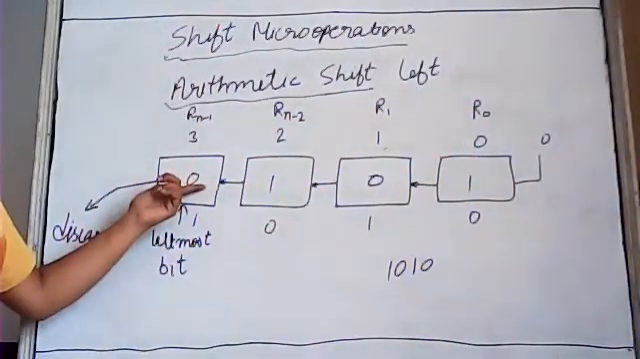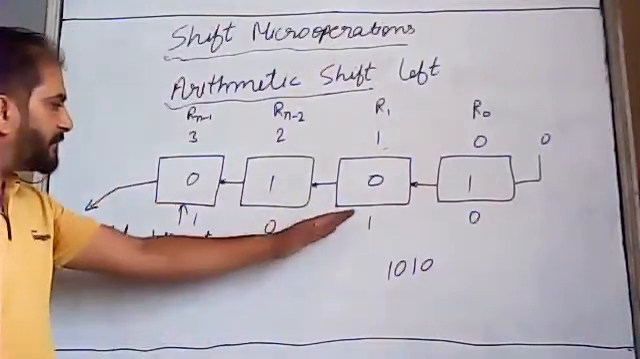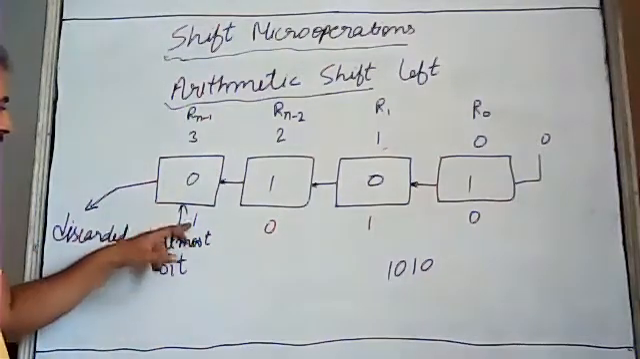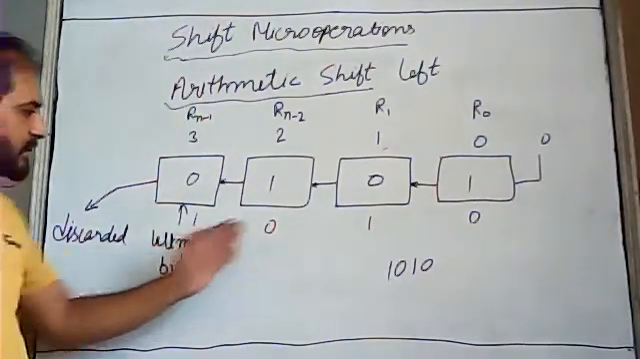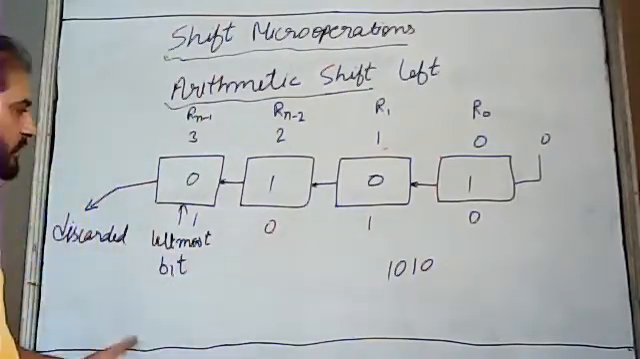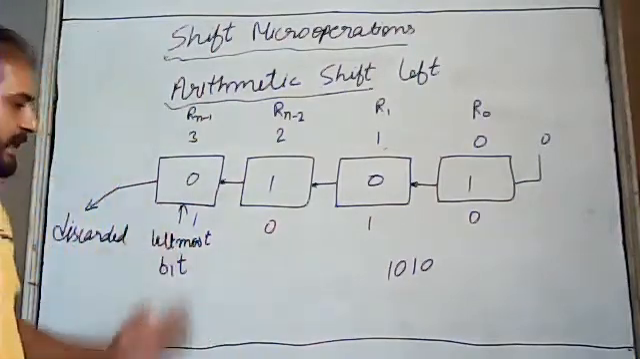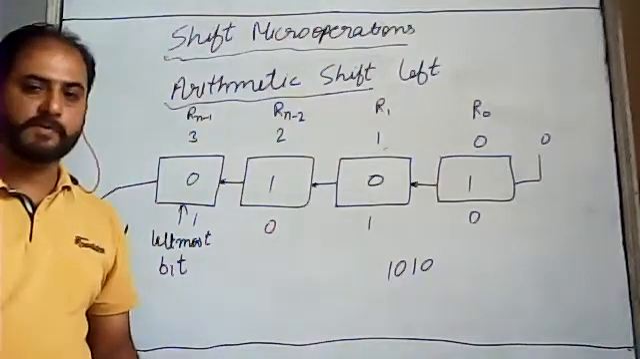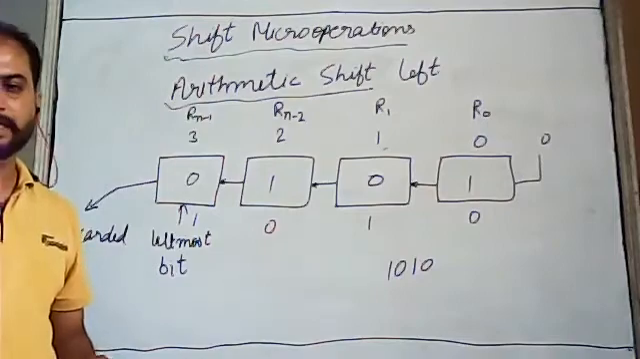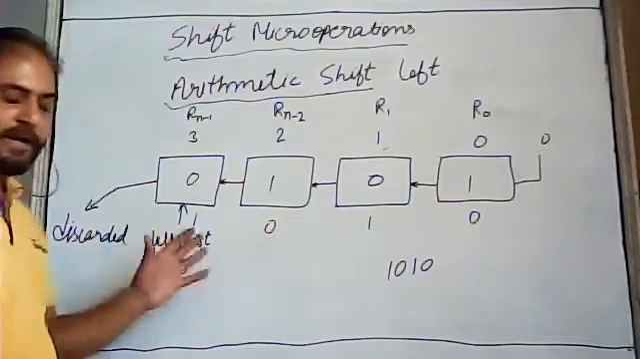But initially we have 0. This means the number is initially positive. But after performing the shift operation, the leftmost bit is 1 and it becomes negative. As I told you, if the number is positive, it should be positive after performing the operation. If it is negative, it should be negative after performing the operation. But here the sign is changed, and this should not happen, and this is not a correct answer.